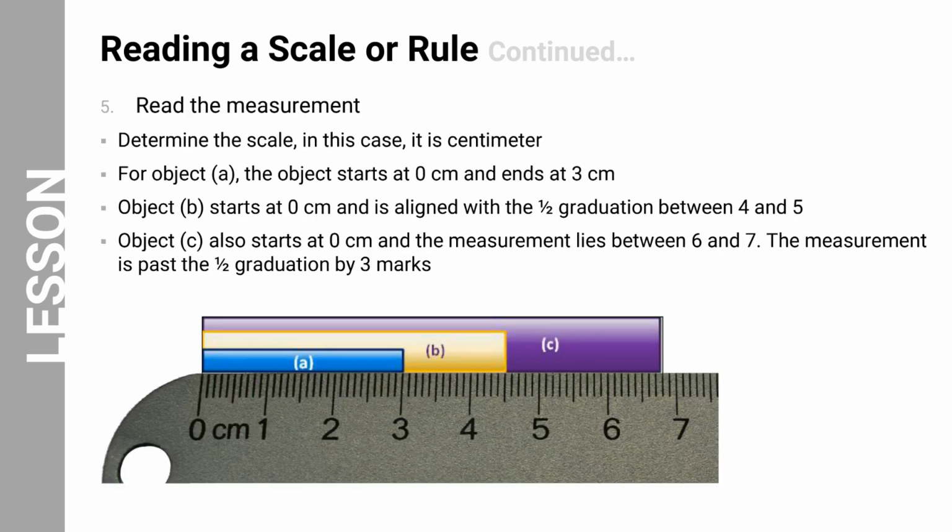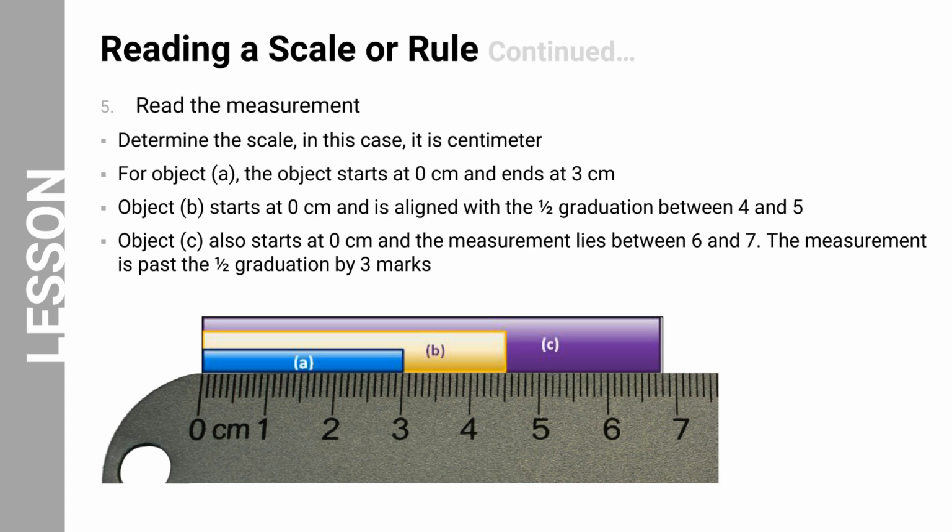The fifth step is to read the measurement. When reading the measurement, you must first determine the type of scale you are utilizing. In this case, the scale is measured in centimeters. Therefore, all measurements made with this scale will have cm as its units. For object A, the object starts at 0 centimeters and ends at 3 centimeters. Therefore, object A measures 3 centimeters.